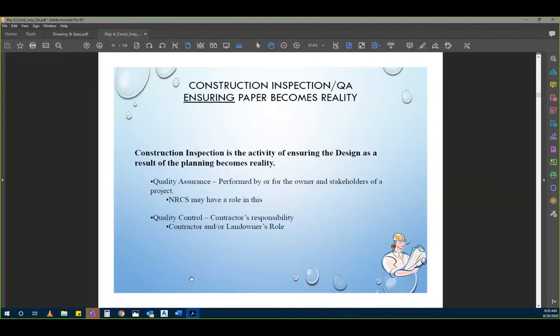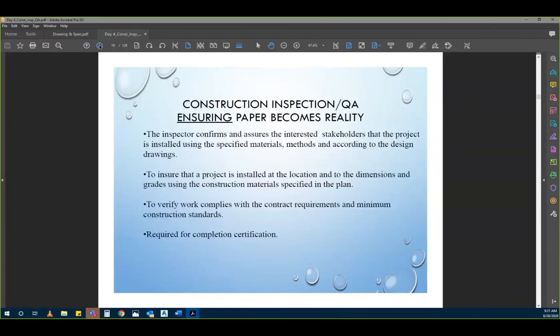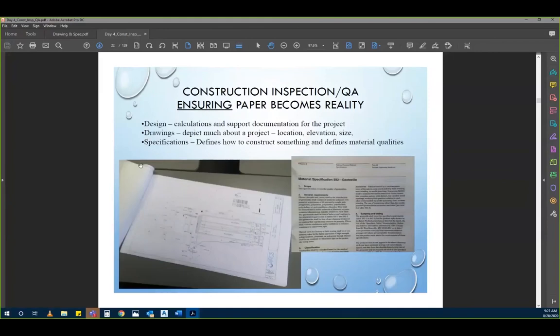It's the quality assurance responsibility to make sure that those grades were in fact actually met, if they actually met the design and specification requirements. Hopefully that answers that question. So picking up back here at slide 22, talking about construction inspection, ensuring paper becomes reality.